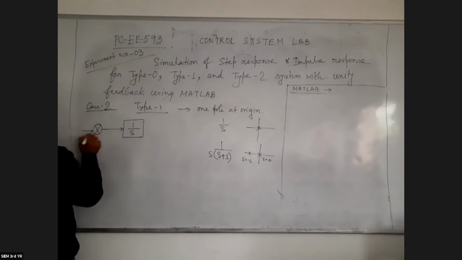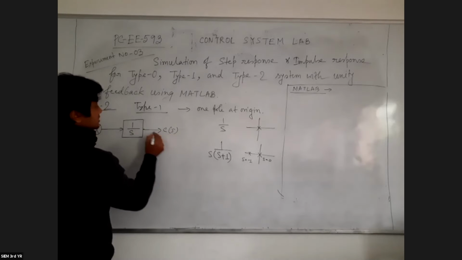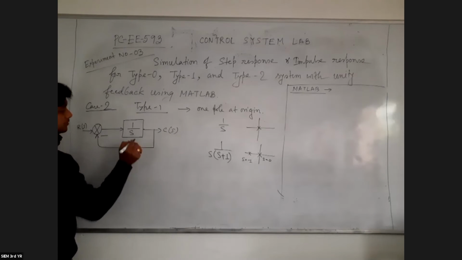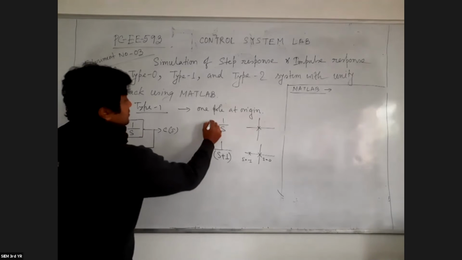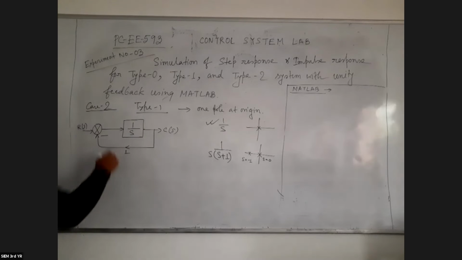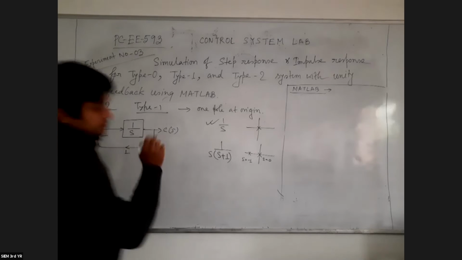R(s), C(s), take a negative feedback, this one. So I'm taking this for the calculation. Similarly, you will see this is 1 by s. So we'll write down the program.